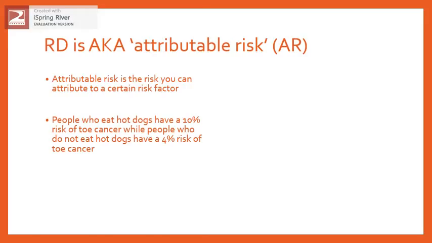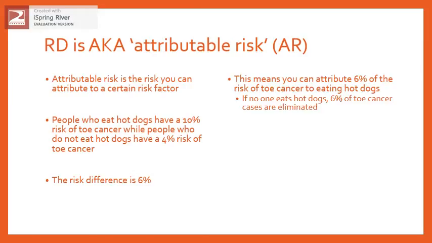People who eat hot dogs have a 10% risk of toe cancer, while people who do not eat hot dogs have a 4% risk of toe cancer. So what is the risk difference? 6%, 10 minus 4. Very simple to calculate that. But what does that actually mean? It means that you can attribute or assign 6% of the risk of toe cancer to eating hot dogs.